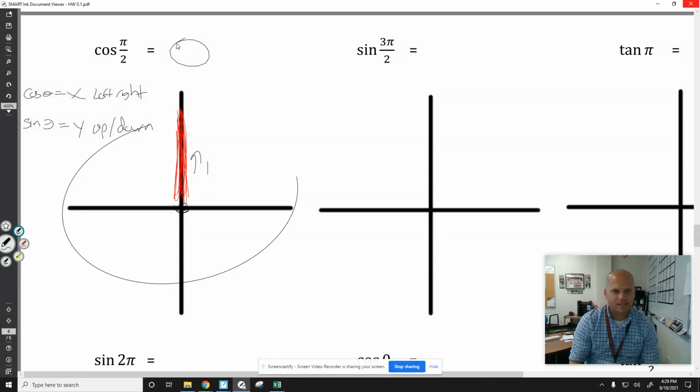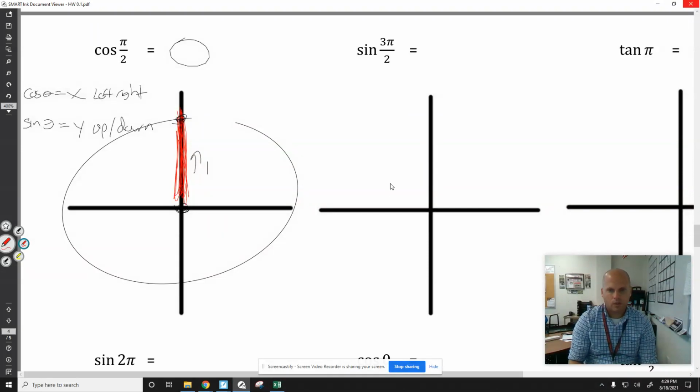Some people in the past were taught that this coordinate is 0, 1. The problem is people forget the coordinates or the order of things, like cosine's x, sine's y. You could do it that way. I don't like to do it that way.